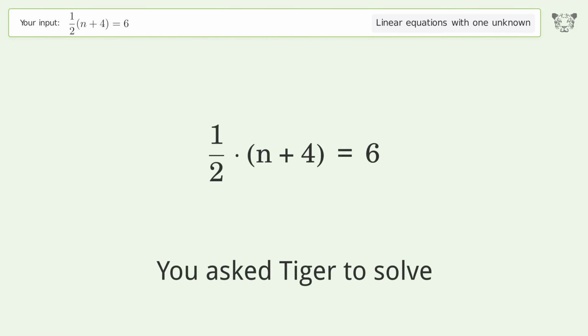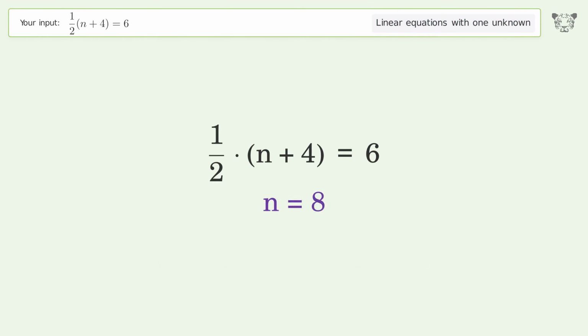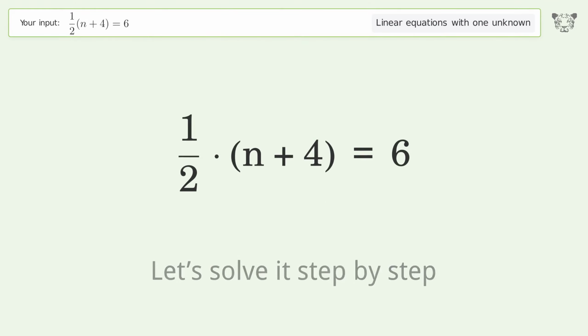You ask Tiger to solve. This deals with linear equations with one unknown. The final result is n equals 8. Let's solve it step by step.